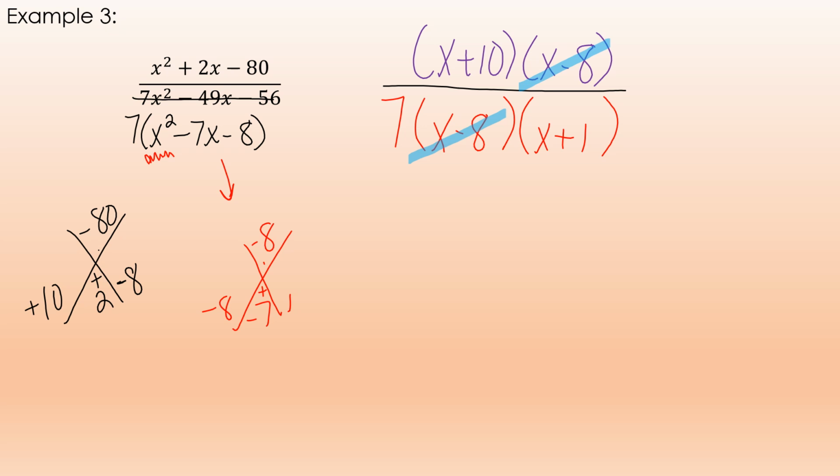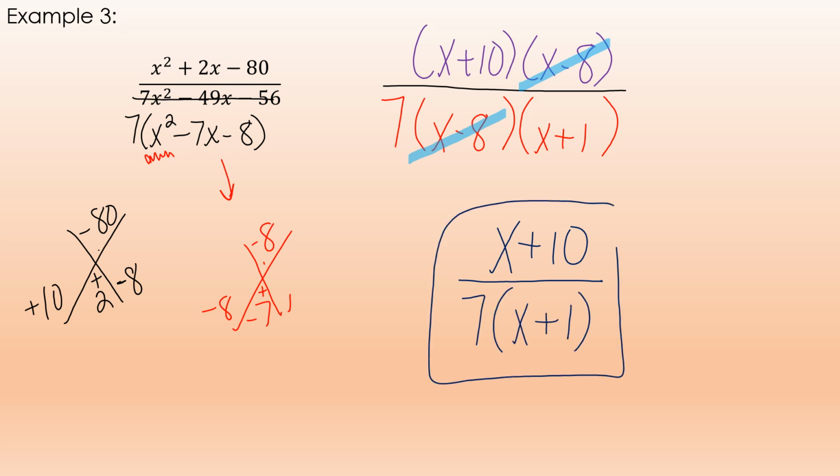When you simplify, what do you have left? The numerator has an x plus 10, the denominator has a 7 multiplied by the x plus 1 factor. You do not need to distribute the 7. Just leave it outside. It's a GCF. It's all good. Don't make any more work.